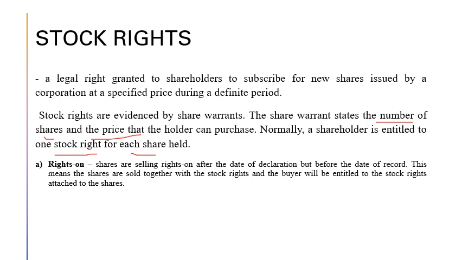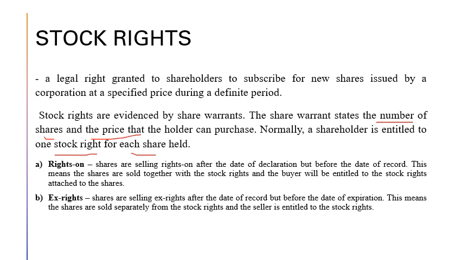The stock rights could be rights on, or they could also be ex rights. Shares are selling rights on after the date of declaration but before the date of record. In between the date of declaration and the date of record, these are rights on. This means that the shares are sold together with the stock rights and the buyer is entitled to the stock rights attached to the share. So when these shares are sold to a buyer, the buyer already has the right to purchase a certain number of shares as a result of the stock right.